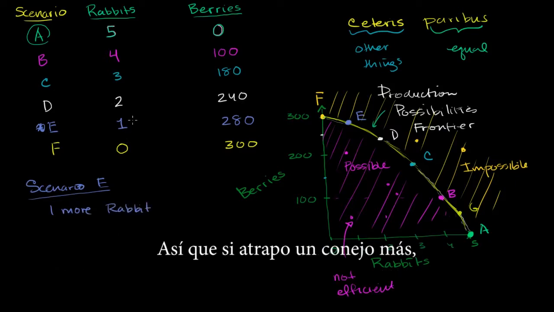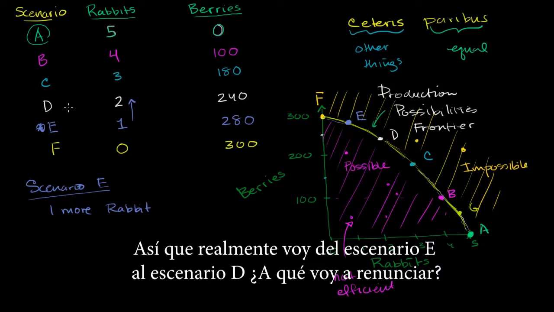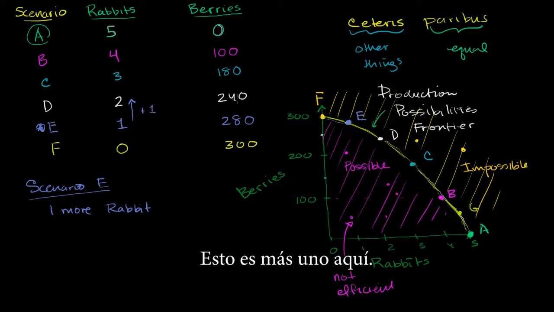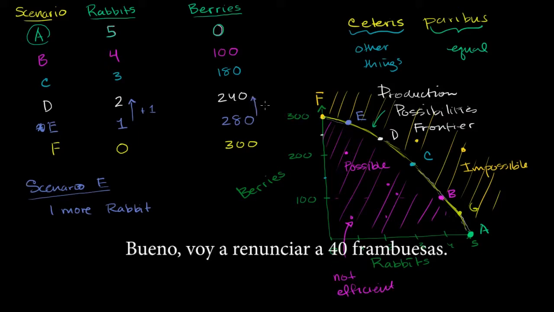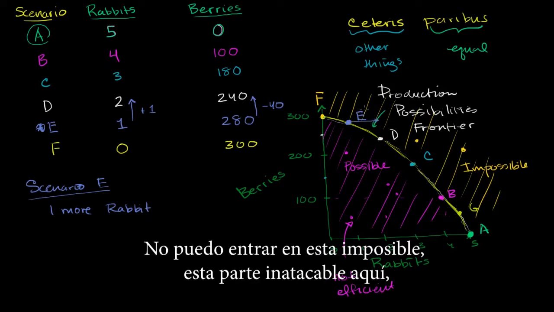So if I catch one more rabbit, I go from one rabbit on average to 2 rabbits a day. So I'm really going from scenario E to scenario D. What am I going to give up? So this is +1 over here. Well, I'm going to give up 40 berries. And you can see it visually right here. If I try to get one more rabbit, I can't go into this unattainable part right over here.